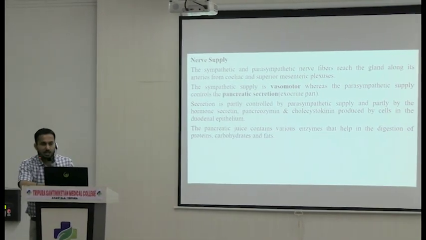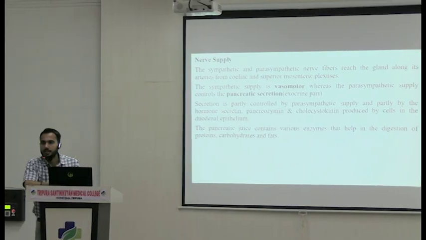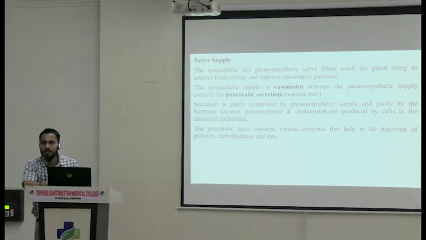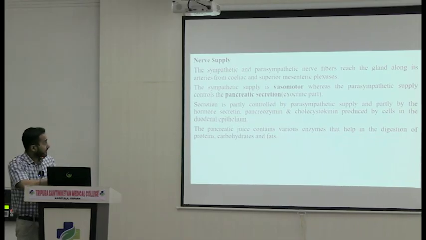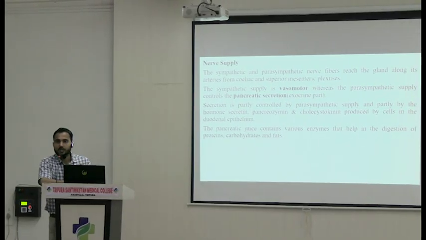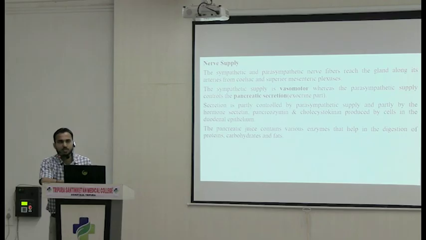Okay, next is the nerve supply. So in nerve supply, as I said, it will be divided into two parts. What are they? Sympathetic and parasympathetic. As you can see, sympathetic and parasympathetic fibers will reach the gland or the structure along with the branches of the arteries. In most cases, the nerve supply reaches the organ or target along with the branches of the arteries.